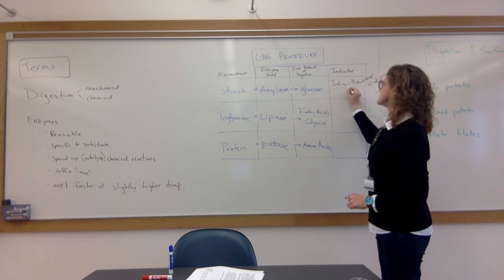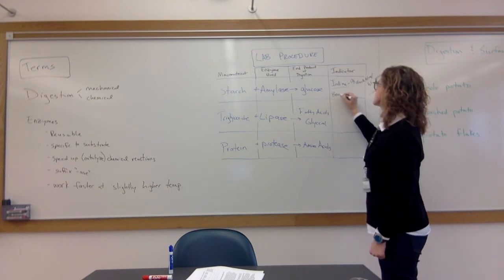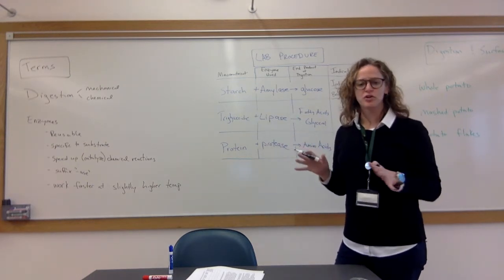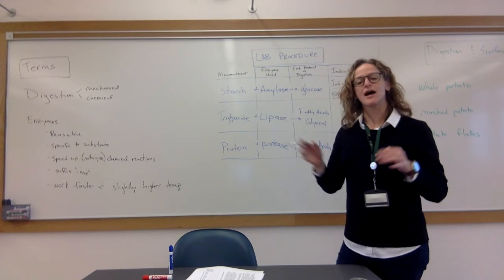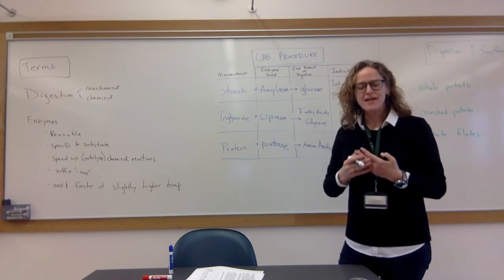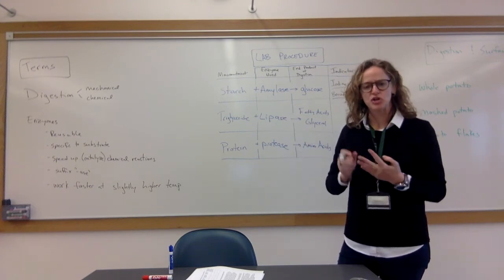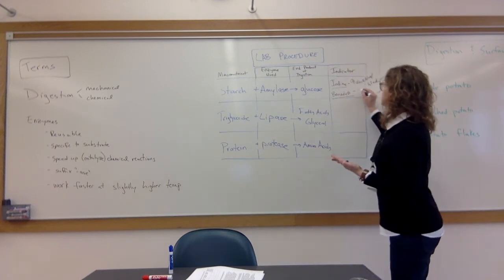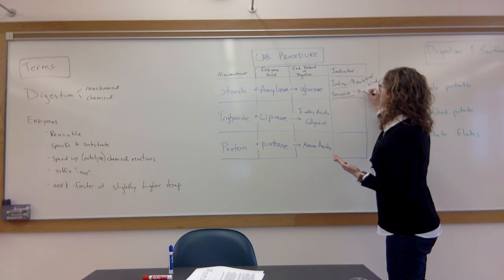We also use an indicator called Benedict's for glucose. I know that you've used this reagent or this indicator somewhere in your career here in a lab or maybe another lab. Benedict's makes the color of a solution turn red, green, or orange if it's positive for glucose. So positive for glucose if it's red, green, or orange.